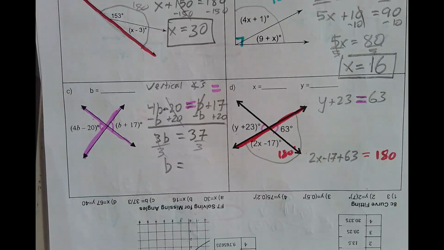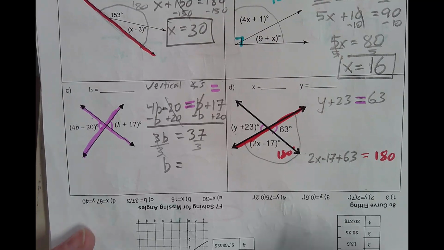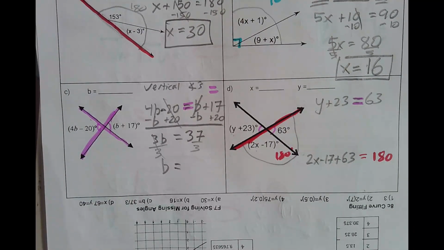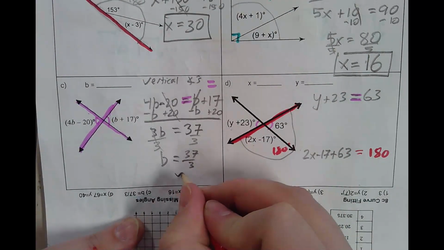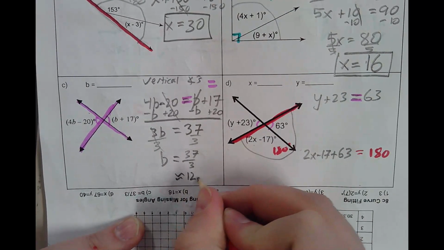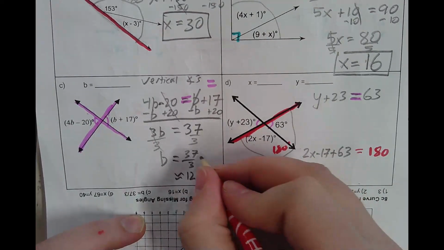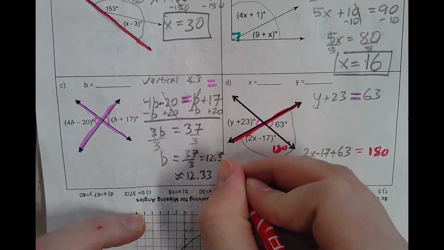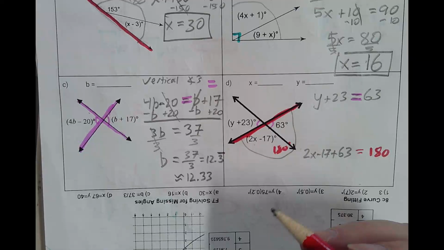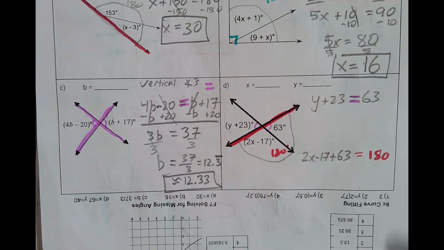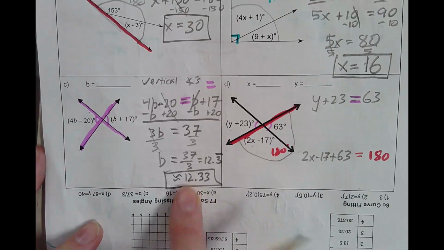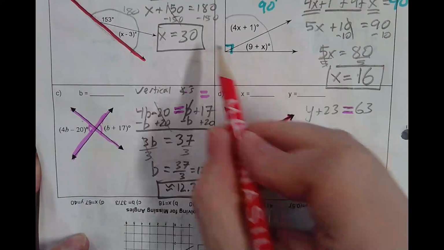37 divided by 3. It's approximately 12.3333. We get the answer of 37 over 3, which is approximately 12.33, or 12.3 with a bar on top, since the threes go on forever. So that would be our answer. If you're rounding, please use the approximate symbol. If the answer is exact, use the equal symbol.